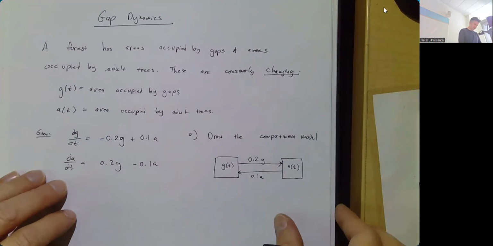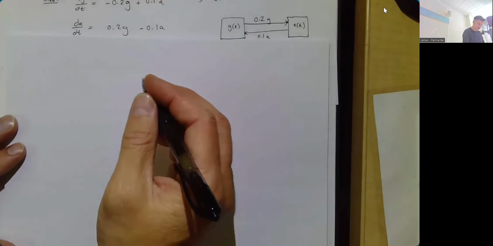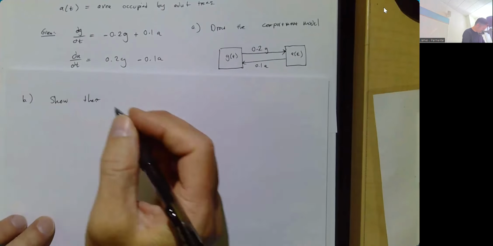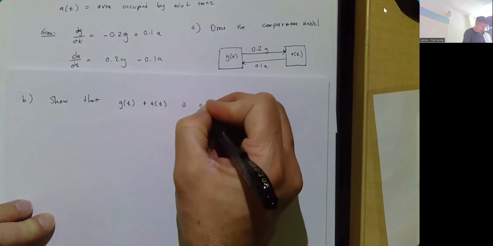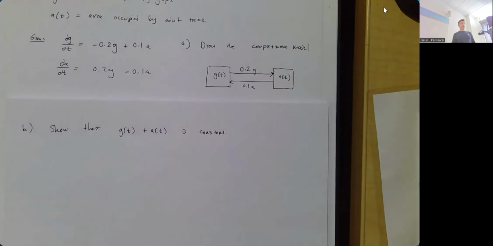So part B here, which I think is a good question. I'm a fan of this next question. Show that G of t plus A of t is constant. Which again, we've certainly said, right? I've said it probably at least 3 times that it makes sense that the amount of gap plus the amount of area doesn't change in total. Sometimes you might have a lot more gap, sometimes you might have a lot more area, but every day you always have the same total amount of gap plus area.